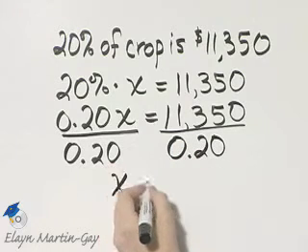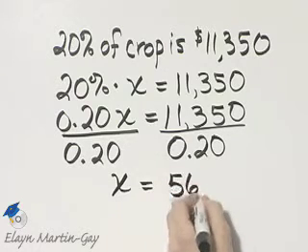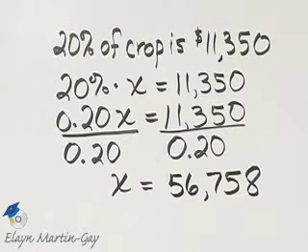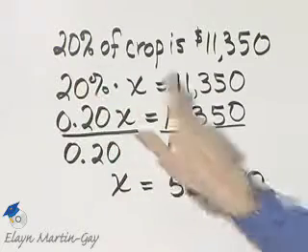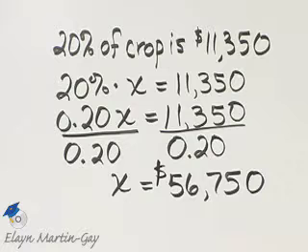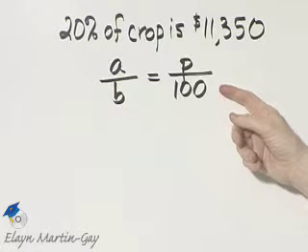Notice the left side simplifies to X, and the right side, if you divide, you'll have 56,750. And what does that mean? So once again, we'll have 56,750. That means that 20% of this potential crop value is 11,350. Let's solve this problem, this time using a proportion.